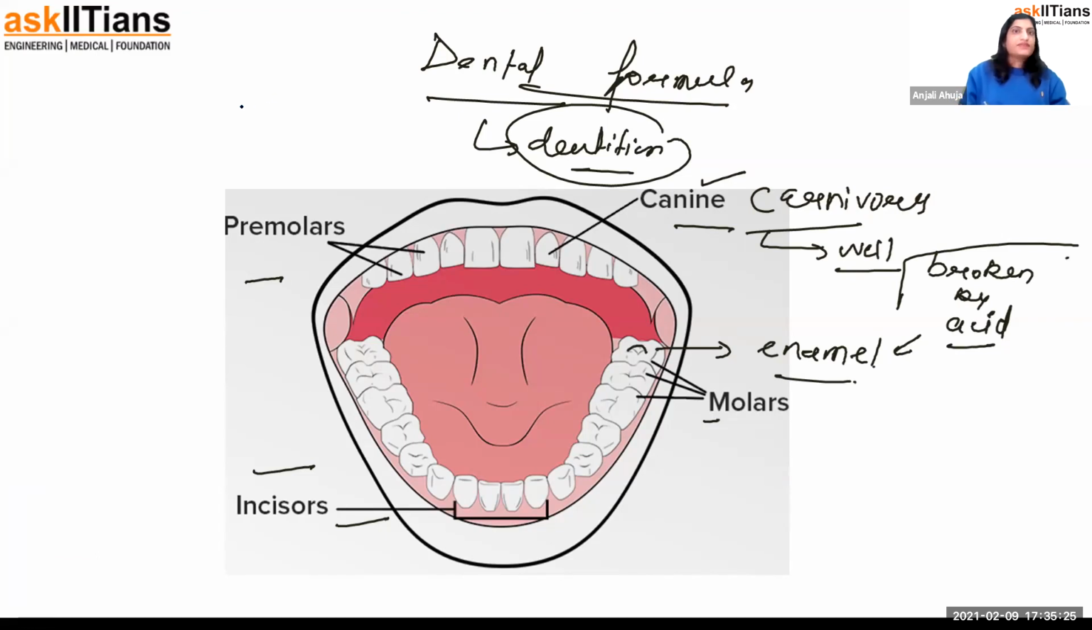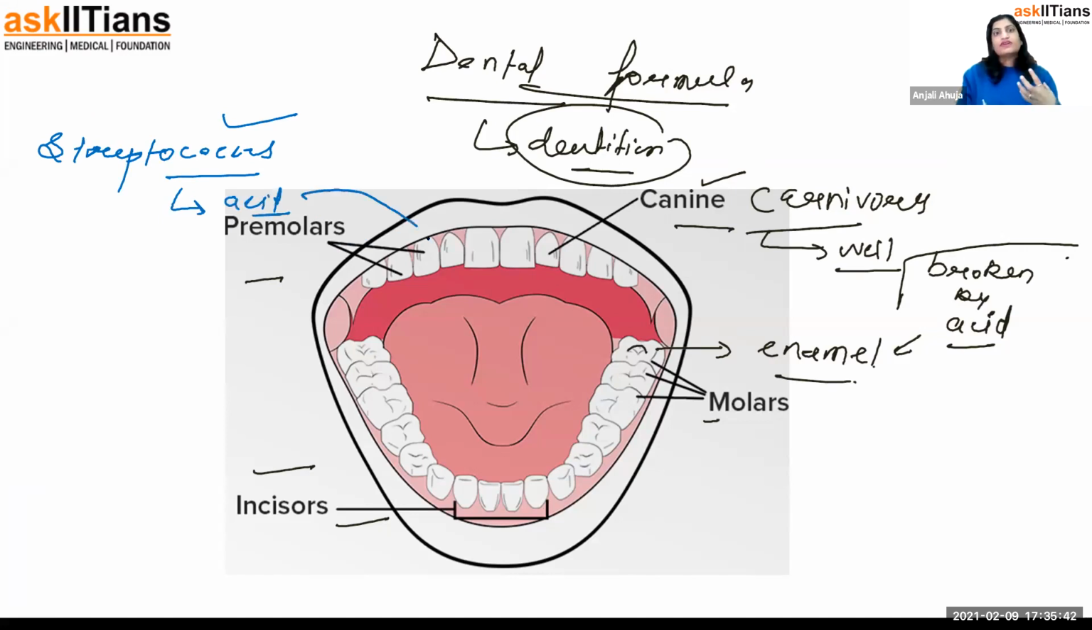What happens when we take sweets is that a bacterium named Streptococcus mutans keeps growing in the mouth. It eats the food particles and then secretes acid. That acid acts upon the teeth and starts degrading them. That process is known as tooth decay.